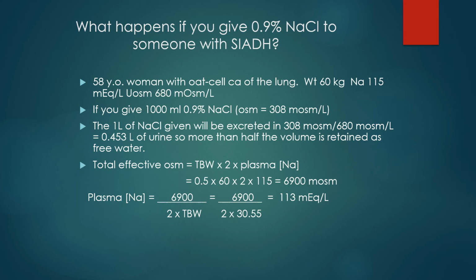We can calculate this by determining the total effective osmoles present in her body, which is her total body water times the plasma sodium times 2, to account for the chloride present, which gives 6,900 milliosmoles. The new sodium level after giving her a liter of normal saline would be 6,900 divided by 2 times her new total body water volume, which is 30 plus 0.55 liters that was retained as free water, yielding a new sodium level of 113.